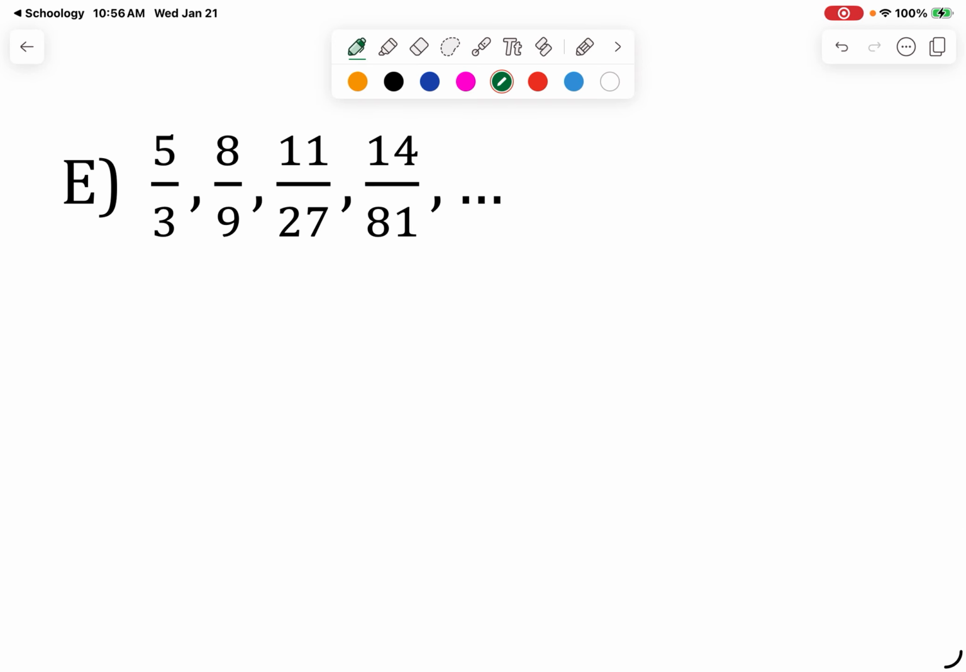All right, last but certainly not least, I have numerators and denominators. And if you look, these as fractions have nothing in common, but if you look at the numerator and denominator separately, I can figure something out. So I have a sub n is equal to.